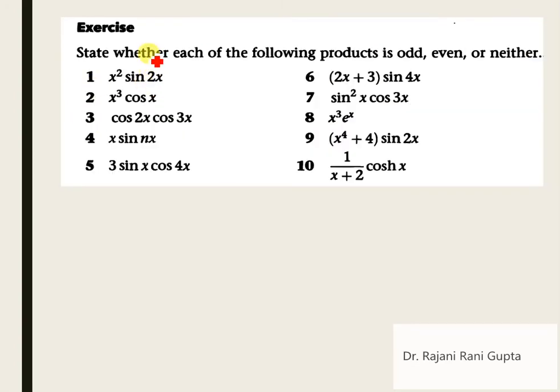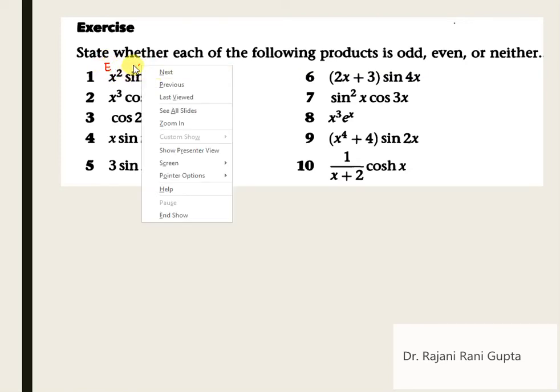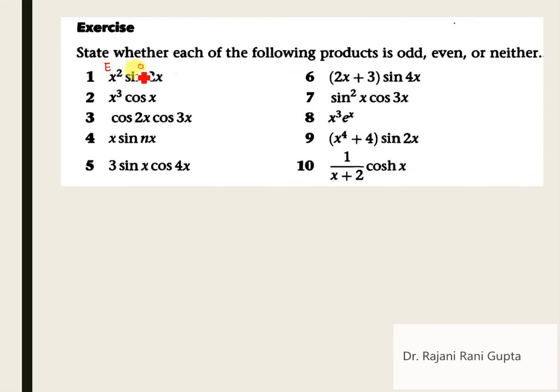So if we see in the first question, x power 2, so it is an even function. Sine 2x, this is an odd function, because sine function is odd. So even multiply odd gives you odd. Here, this is odd function, this is even function, because x power 3, cubic is an odd function. So this is again an odd.